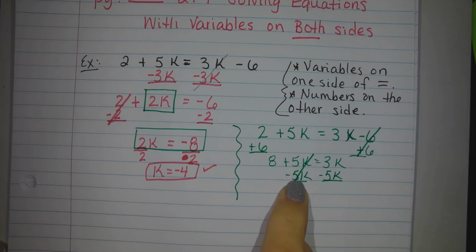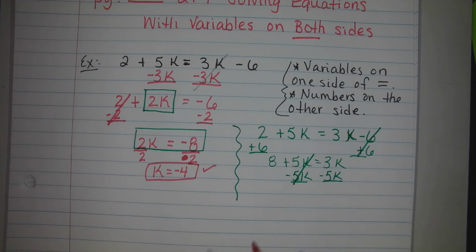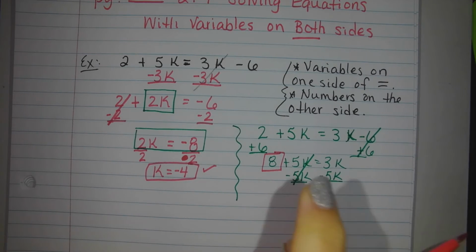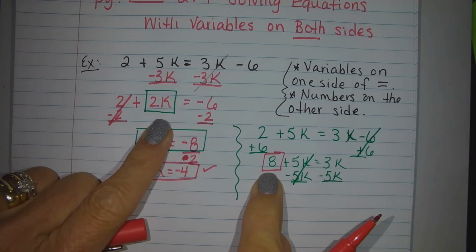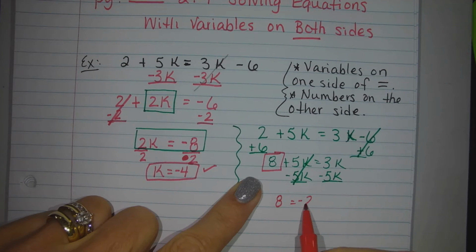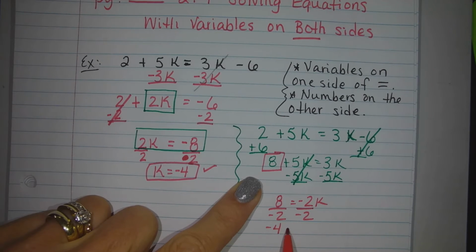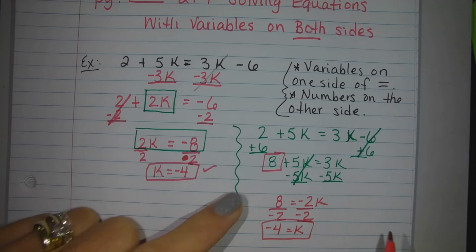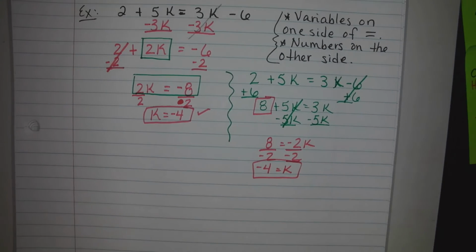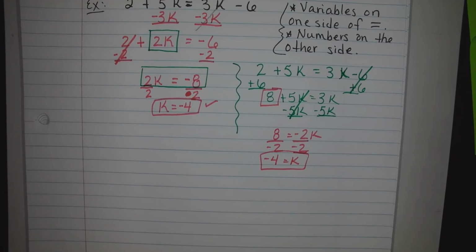How do I know I need to move the 5K? Because I have the numbers all on the same side. That's the only option, okay? This is where you know you're done. 8 equals -2K, divide by -2, -4 equals K. There are many, many different ways. Literally, you could have done whatever you wanted, okay? Again, you got to do it correctly.